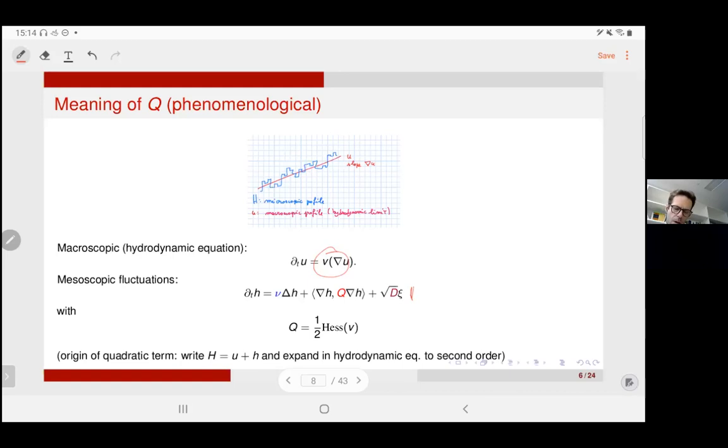Okay. All right, so it's not some arbitrary matrix. It has to be chosen according to the model you want to study. Of course, in one dimension, Q is just a number. It's the second derivative of V, but in higher dimension it is really a matrix.